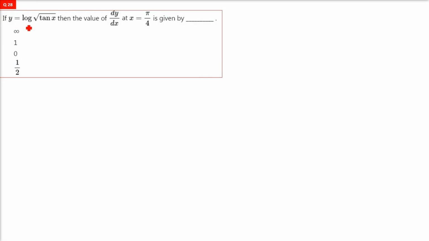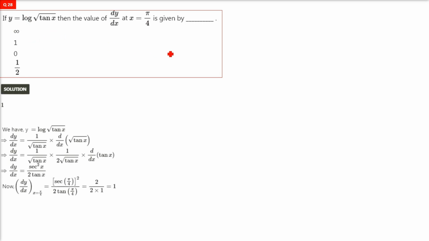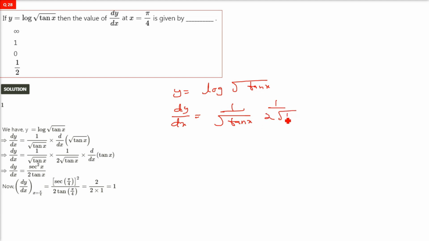If y is equal to log under root tan x, then the value of dy by dx at x equals pi by 4 is given by. So we have already done this question in the previous exercises. So this is just a remembrance for you, recalling. Now let us differentiate this. Log of anything will be 1 by that thing. So y is log under root tan x, dy by dx is equal to 1 by under root tan x, and twice of that. 1 by under root tan x is for log. Then under root tan x will be 1 by twice of under root tan x.